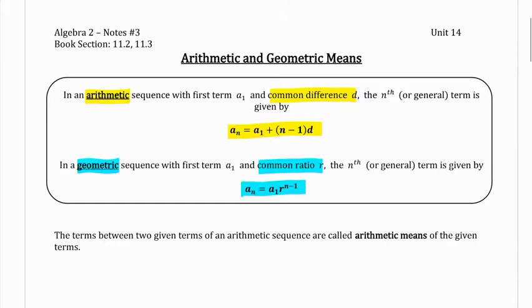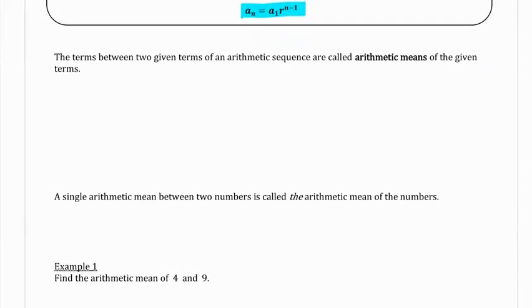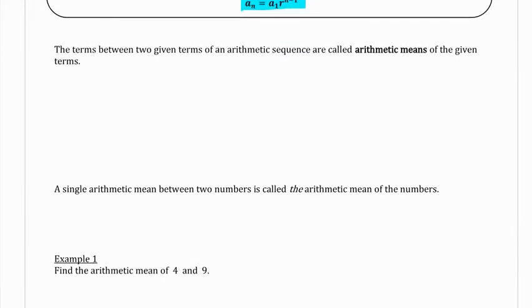Okay, so the last quick little thing that we can use sequences for are what we call arithmetic and geometric means. Now that word mean, you've talked about that before, and this first part should be pretty simple. You're going to know what this means. The terms between two given terms of an arithmetic sequence are called the arithmetic means of those given terms.